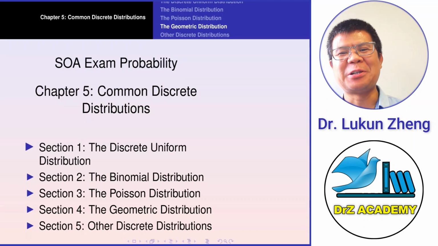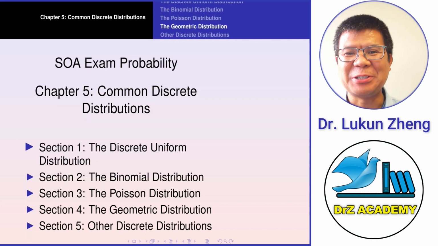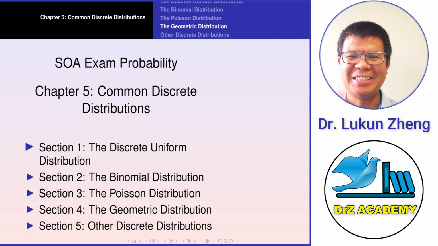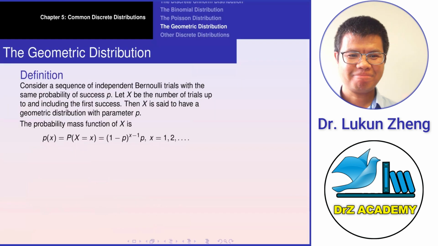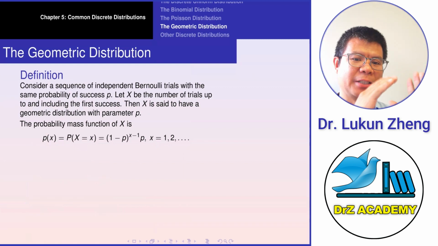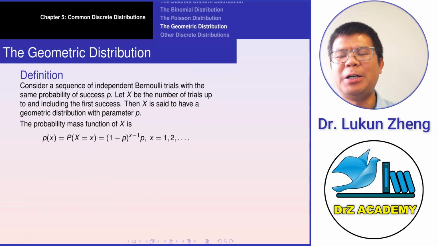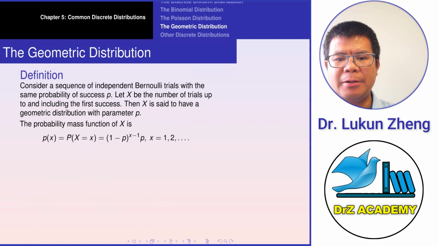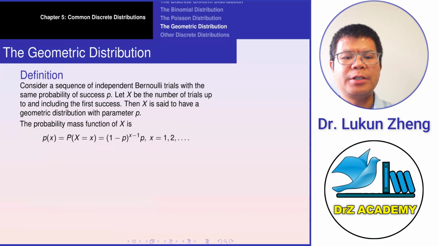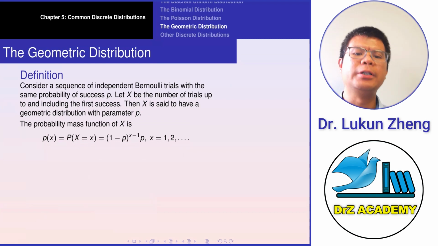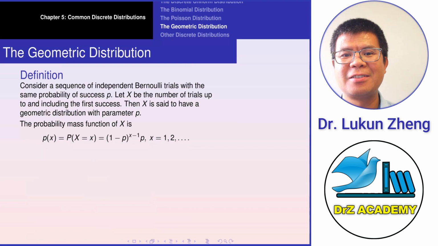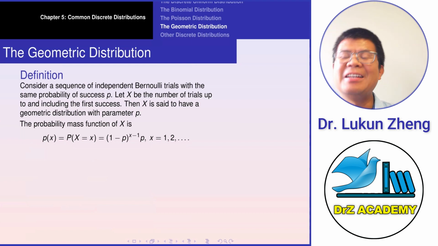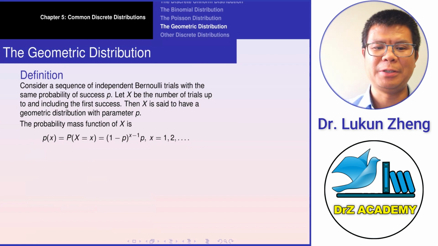In today's video, we are going to talk about the geometric distribution. Alright, so let's start. Consider the definition. Suppose we have a sequence of independent Bernoulli trials with the same probability of success, P. Let X be the number of trials up to and including the first success. Then X is said to have a geometric distribution with parameter P.